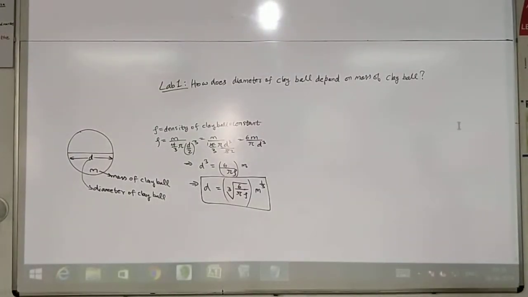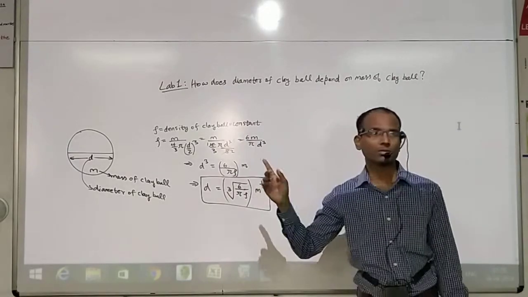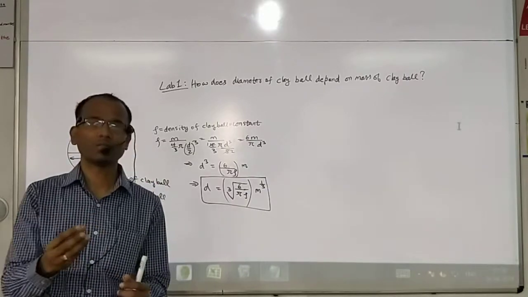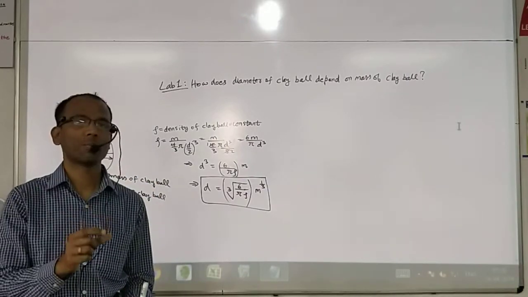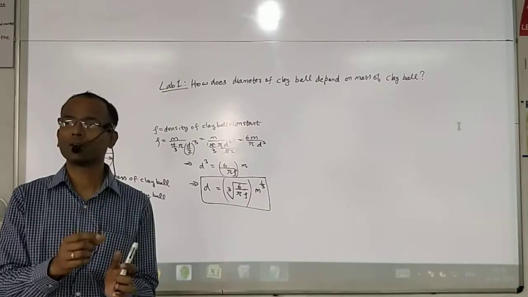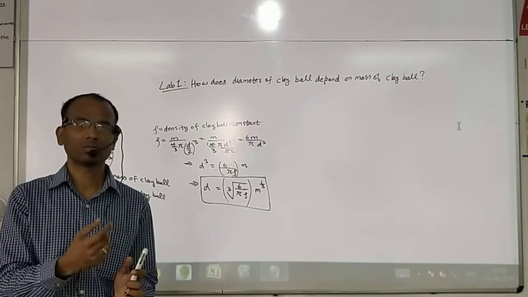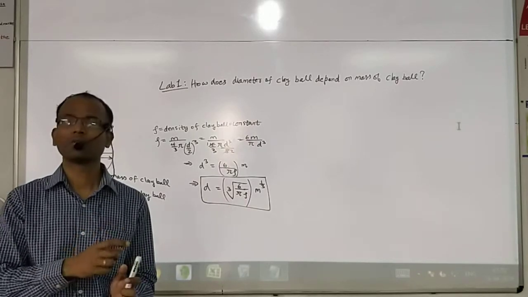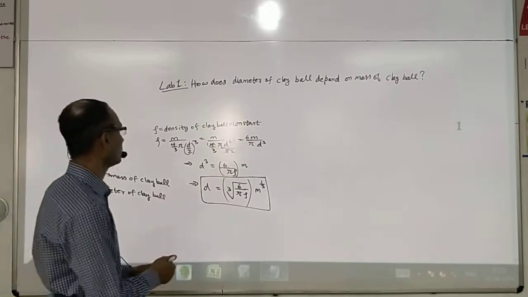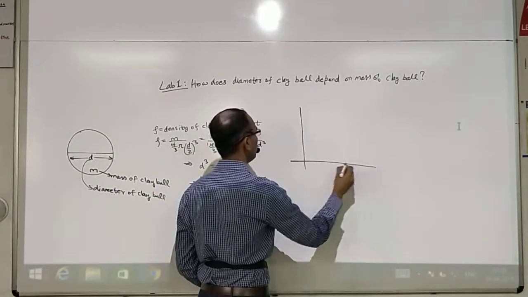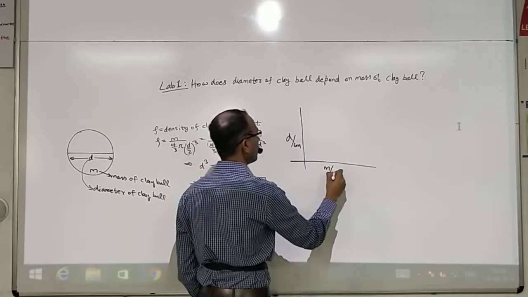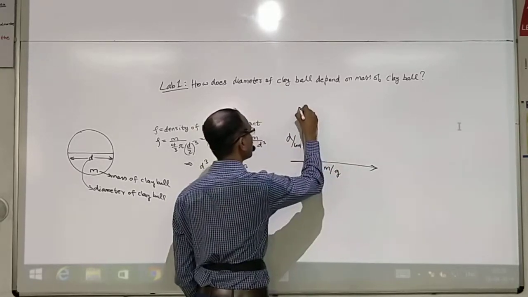So in the previous two classes we did this lab 1 in which we took a ball of clay and changed the mass of the clay and then measured the diameter of the clay ball. We made it into a sphere and measured the diameter, 5 different trials, and then took the mean diameter. Then we wanted to plot a graph between diameter in centimeters on the y-axis and mass in grams on the x-axis.